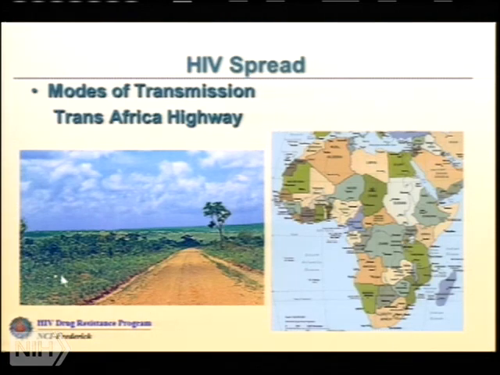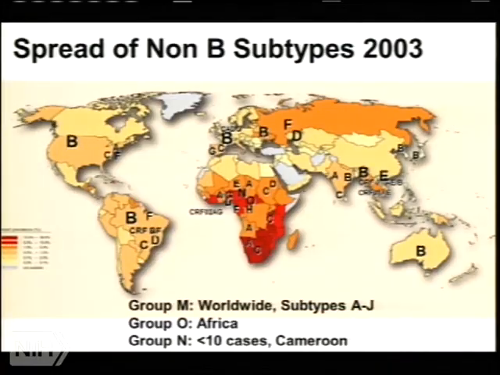So this is the Trans-Africa Highway that has been bringing goods back and forth across Africa. And just like the New Jersey Turnpike, the Trans-Africa Highway is punctuated with rest stops. The rest stops have food and hotels, and people have traced some spread of HIV across these highways. So the result of that has been the transmission of HIV throughout Africa.